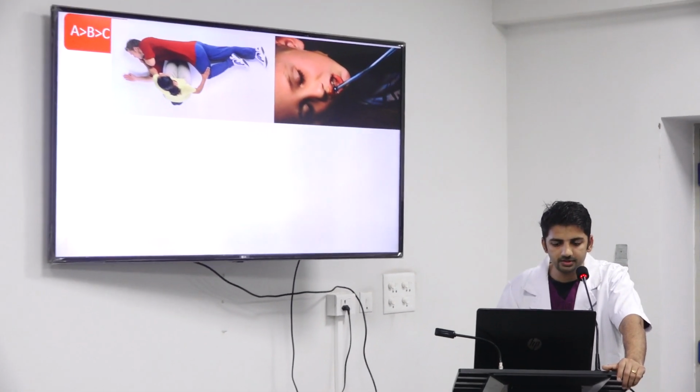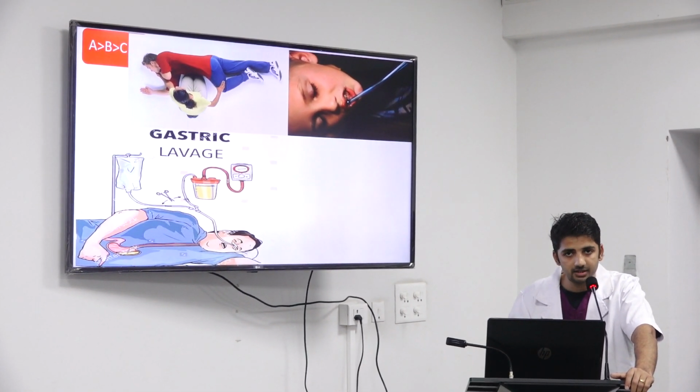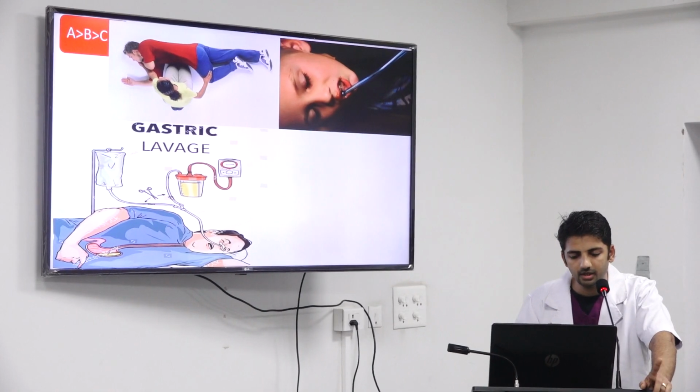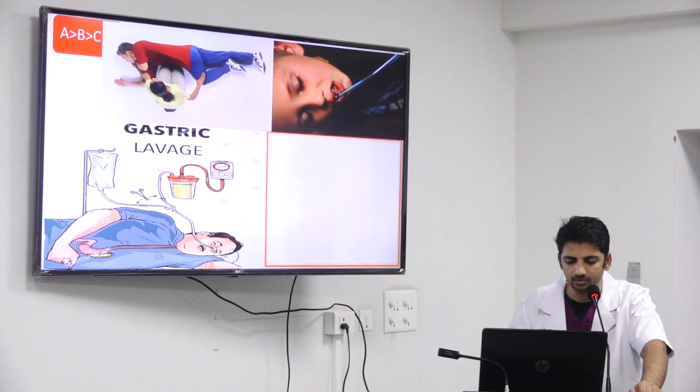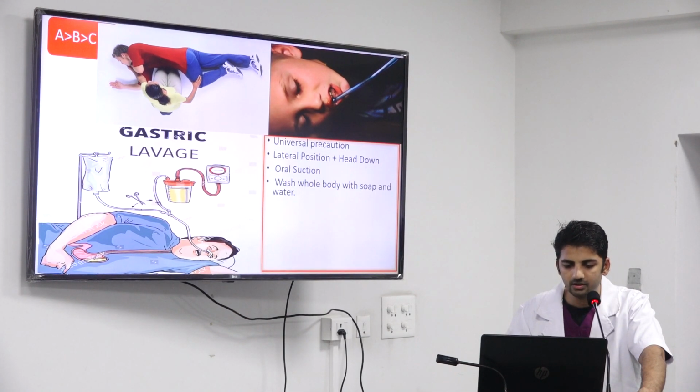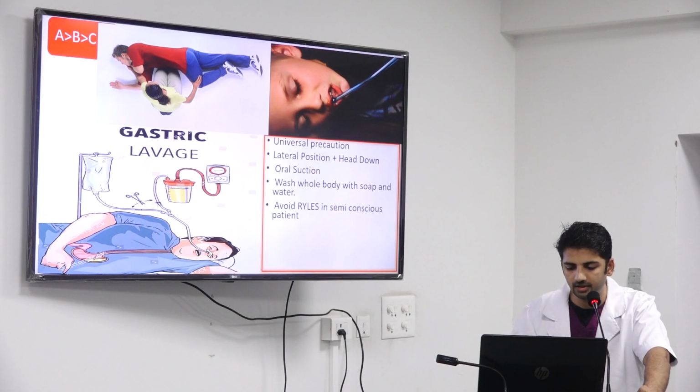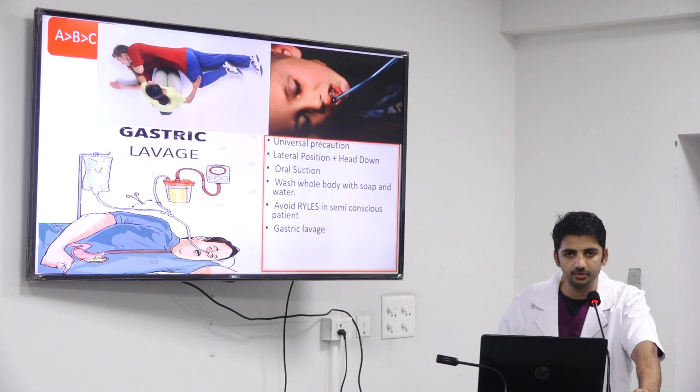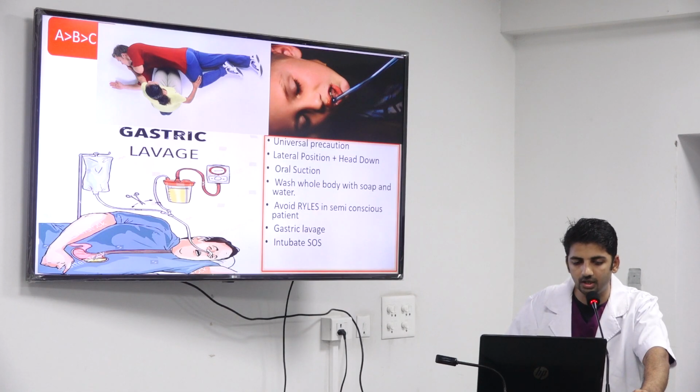So first is ABC. Immediately put the patient in the left lateral position and do oral suction if the patient has secretions. The third step is gastric lavage only if the patient is awake, and avoid gastric lavage if the patient is semi-conscious or unconscious. We should wash the whole body because the poison gets absorbed through the skin too. We should avoid trials in a semi-conscious patient. Intubation should be on a priority basis, and start bombarding atropine.